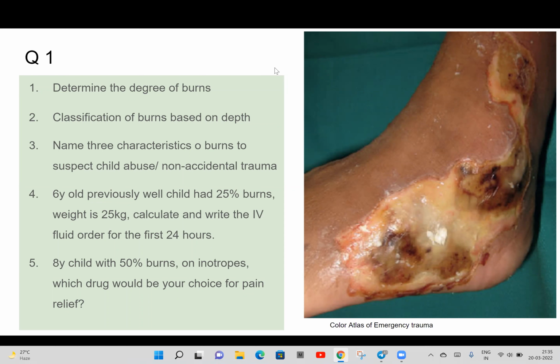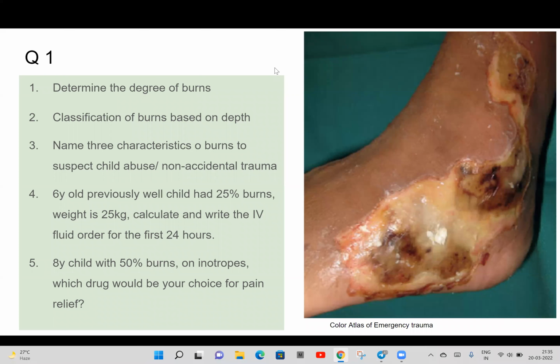NS, RL. No, you have to write an IV fluid order. So you should not write NS or RL. You should be writing an actual order which we write. We should write RL, I think. RL, ma'am. RL only, ma'am.